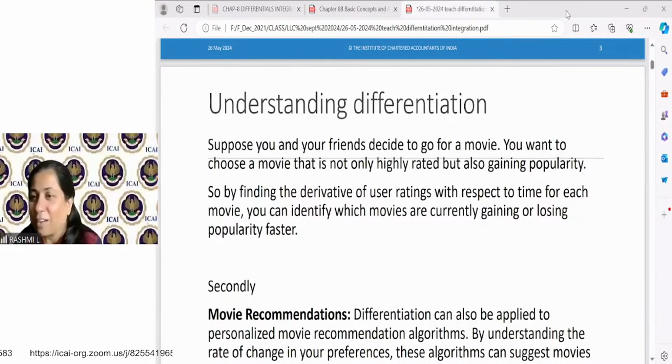Thank you for your take on this subject, and you very rightly talked about the practical application in terms of costing, where we are finding the marginal cost and revenues. Very nice example, sir. Thank you so much.